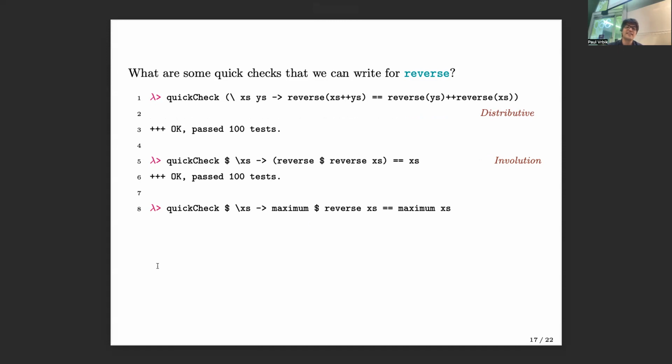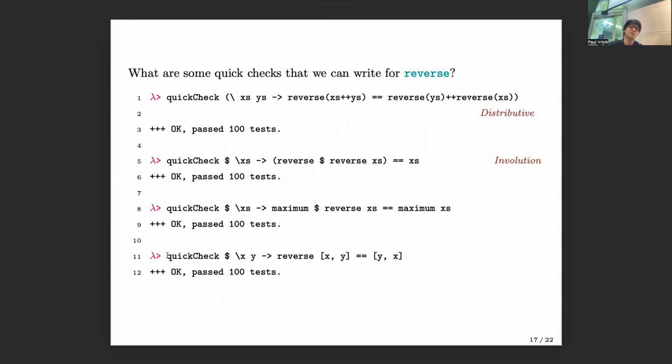I want to check that the maximum of the reversed list is equal to the maximum of the unreversed list. I want to check maybe that the reverse of xy is equal to yx. Okay, so this isn't the greatest quick check. It's technically a quick check, but it's really just doing a bunch of unit tests. So I'm showing this as a bad example.